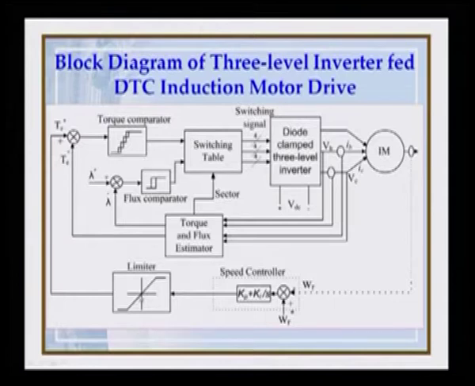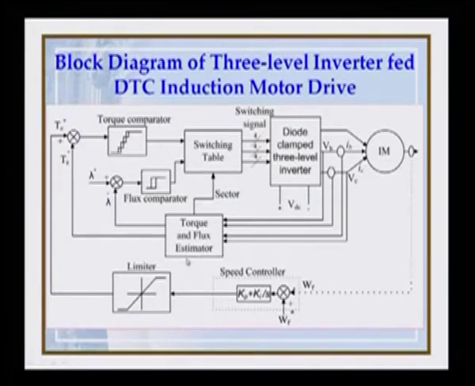If the value is in between this limit, whatever is the output of the speed controller will be the torque, and if it is higher than the positive limit, the torque will be limited to the positive value, and if it is lower than the negative limit, basically for the braking operation or for negative speed, again the value of the torque will be limited to the negative maximum value. So, the speed controller gives the torque reference. So, this torque reference TE star is compared with the actual torque, and the actual torque is obtained from a torque and flux estimator.